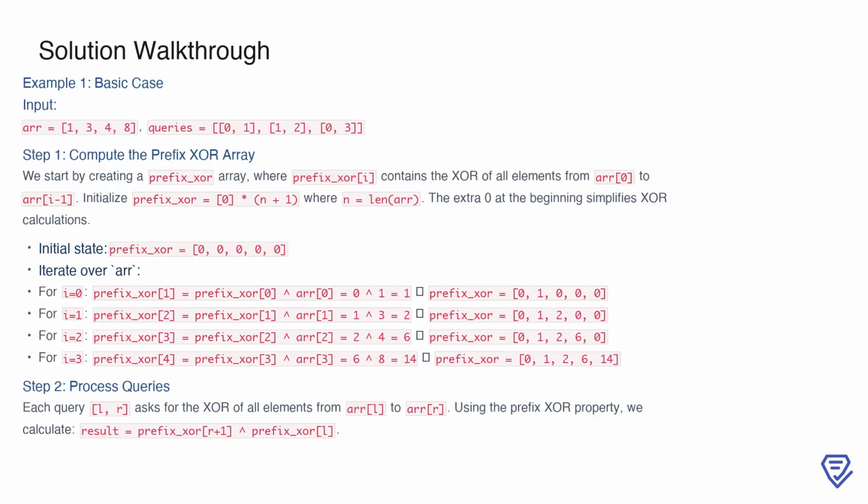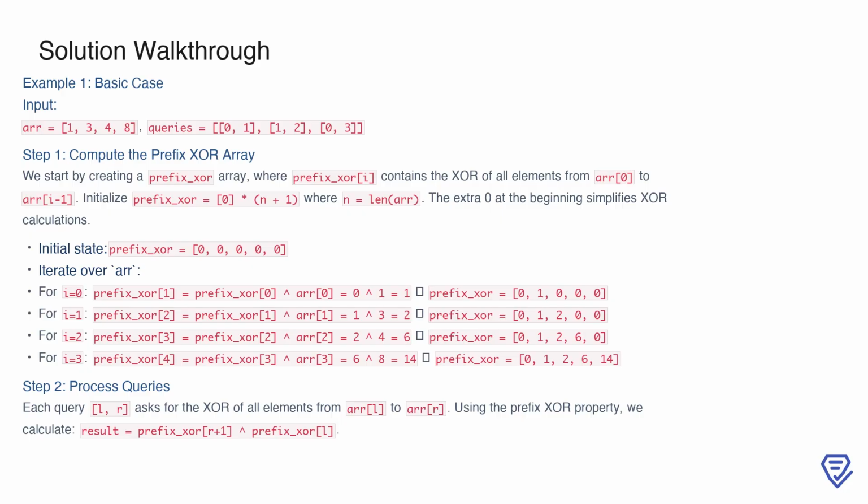To solve the problem, we begin with the concept of a prefix XOR array. This array helps us efficiently compute the XOR of any subarray in constant time. We initialize the array prefix XOR with zeros, with one extra element at the start to simplify calculations. Here, the input array is 1, 3, 4, 8. As we iterate through the array, each prefix XOR[i+1] is calculated as the XOR of the previous prefix value and the current element from the input array.